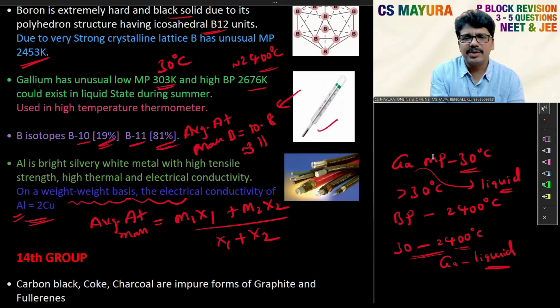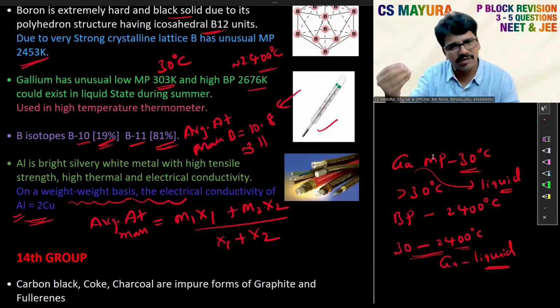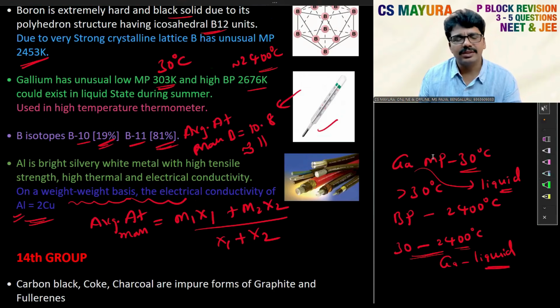Generally in summer, the temperature is always more than 30 degrees Celsius. So it exists in liquid state always in summer. That's why it is called a summer liquid. The second point is gallium's melting point is 30 degrees Celsius and boiling point is 2400 degrees Celsius. That means from 30 to 2400 degrees Celsius, gallium is in liquid state.